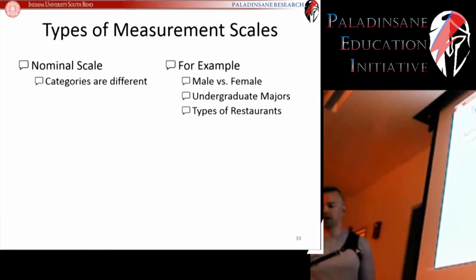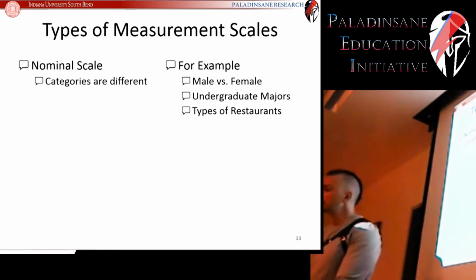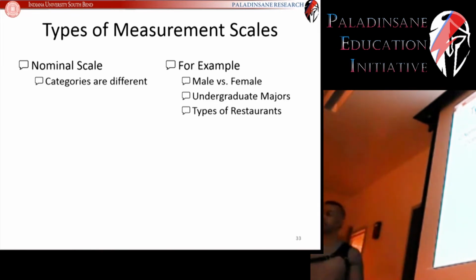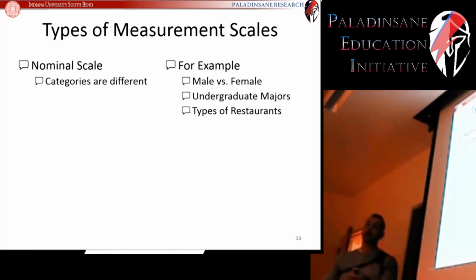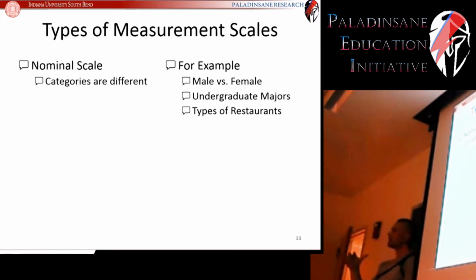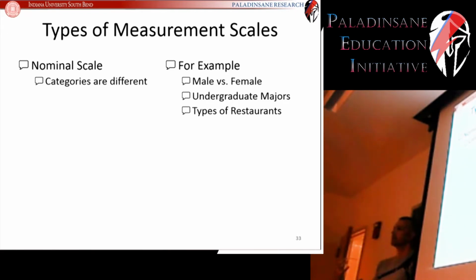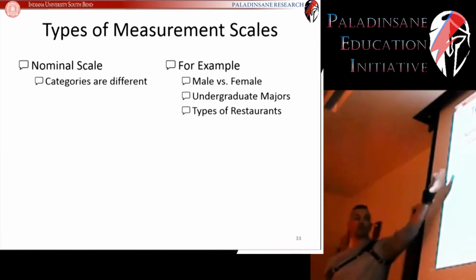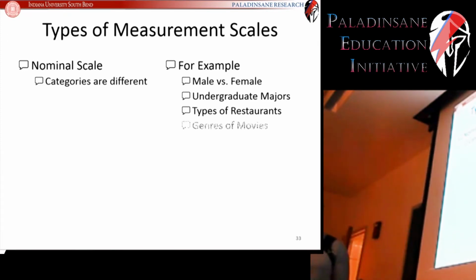Other things on a nominal scale: types of restaurants. You can go to an Italian restaurant. You can go to a Japanese restaurant. You can go to a diner. You can go to a fast food restaurant. You can classify different restaurants very simply and very straightforwardly, but none of them is more restaurant. None of them has a higher degree of restaurantiness, right? We can't measure that because it's on a nominal scale.